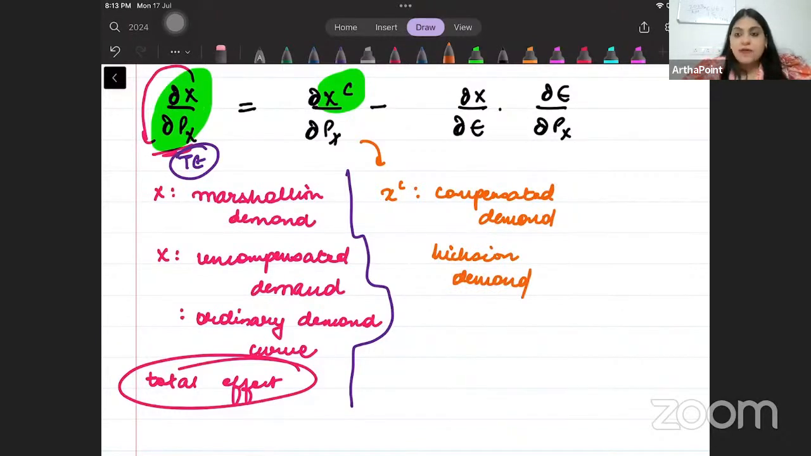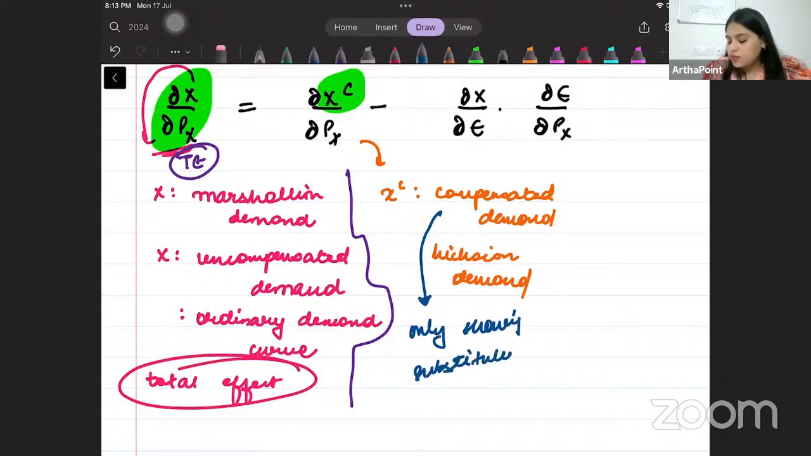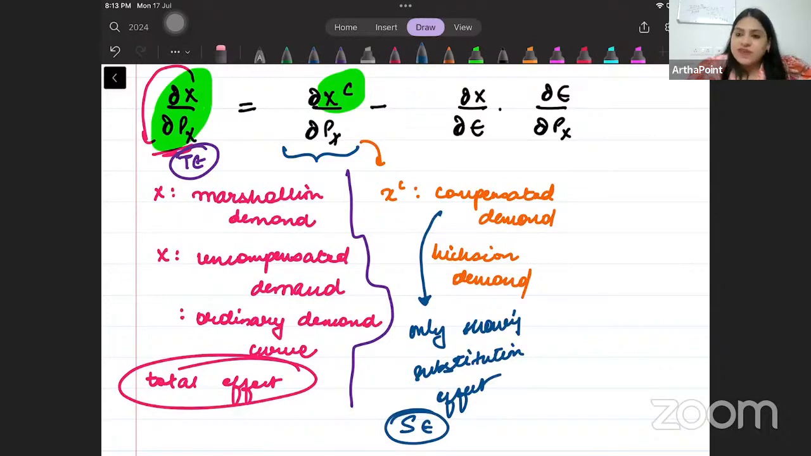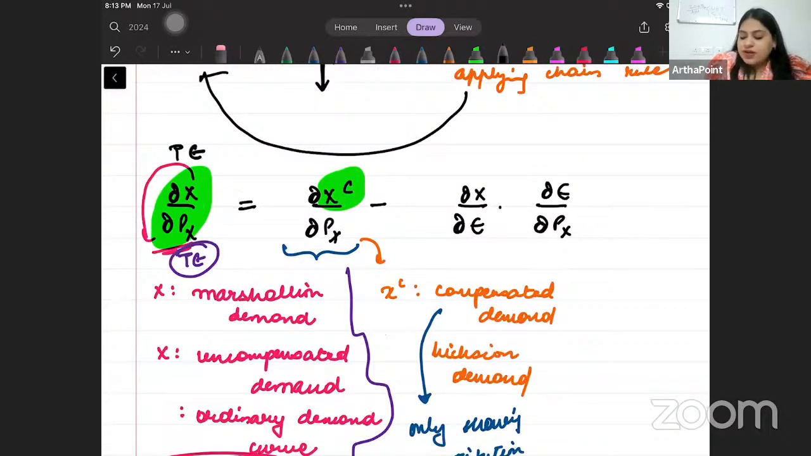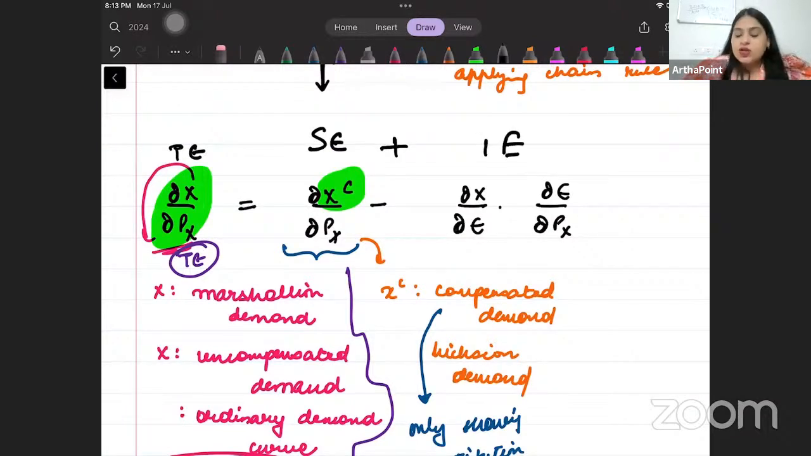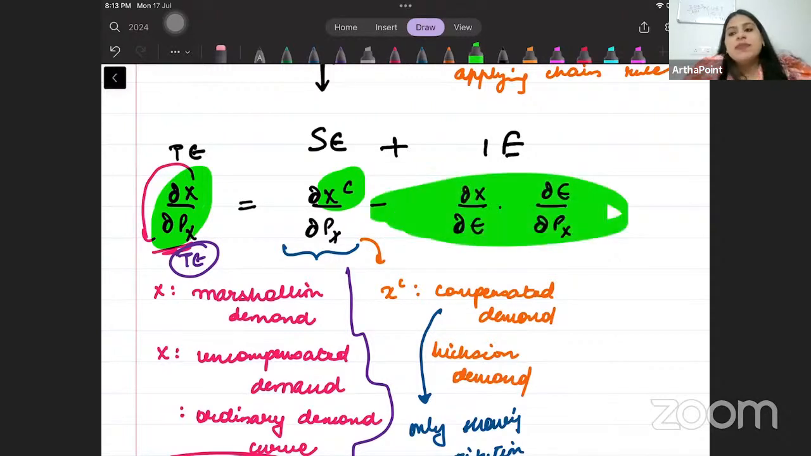From our last class, we know that the compensated demand is only showing the substitution effect. So this part is my substitution effect. We know total effect is substitution effect plus income effect. These are the two effects. So this entire part with the negative sign becomes my income effect.